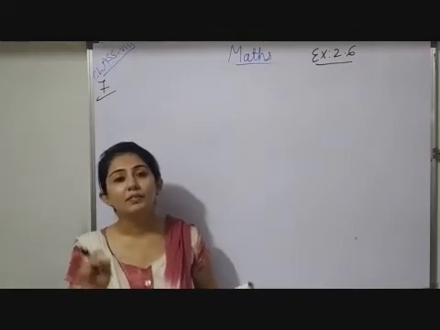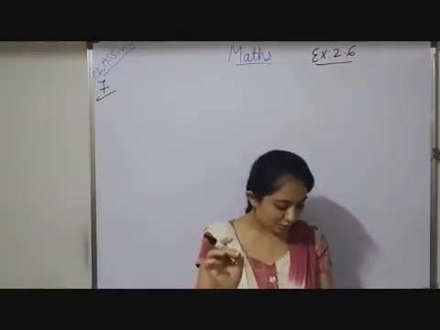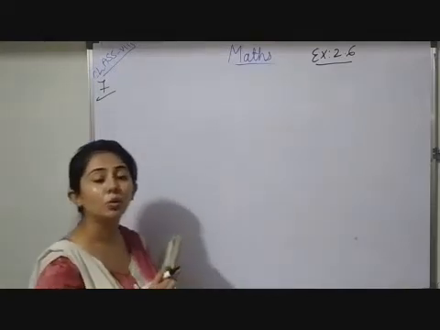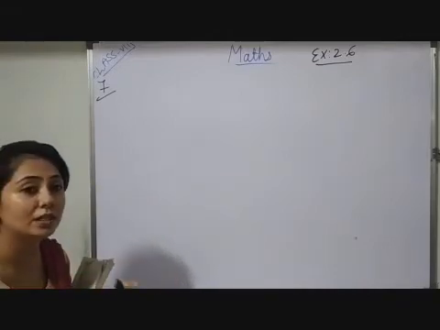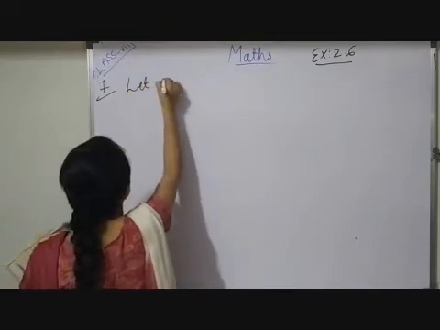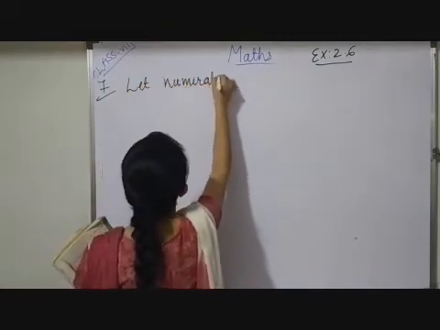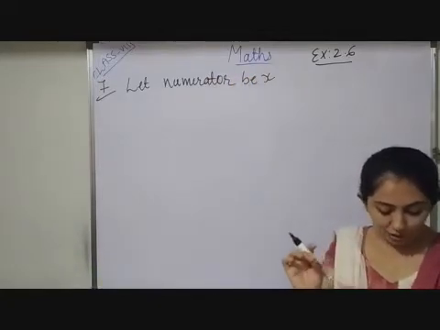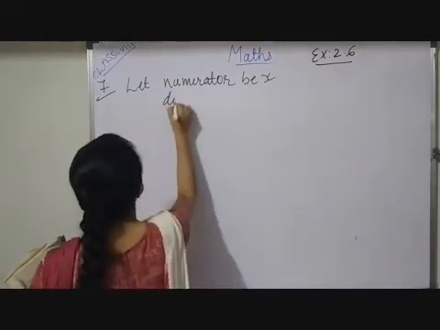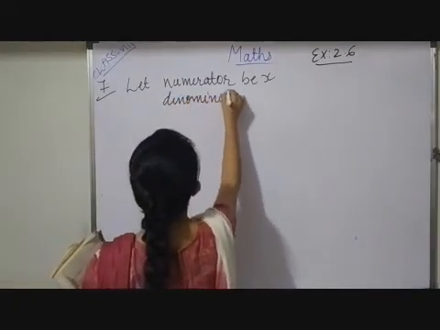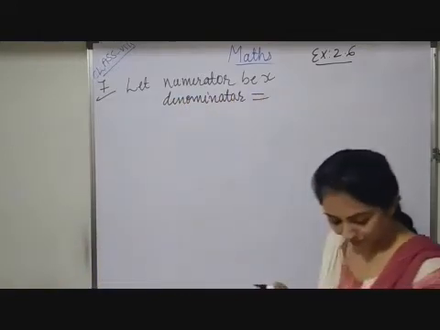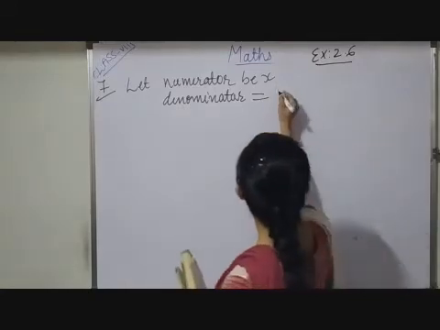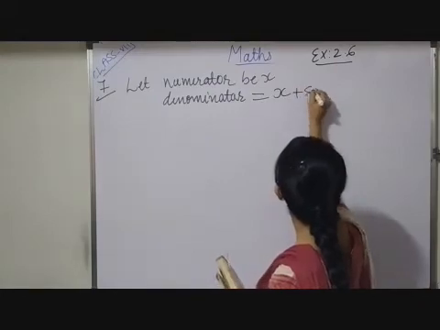Now find the rational number. Here we have to find a rational number. The denominator of a rational number is greater than its numerator by 8. So here I will assume, let the numerator be x. Denominator is greater than its numerator by 8, so the denominator is x plus 8.